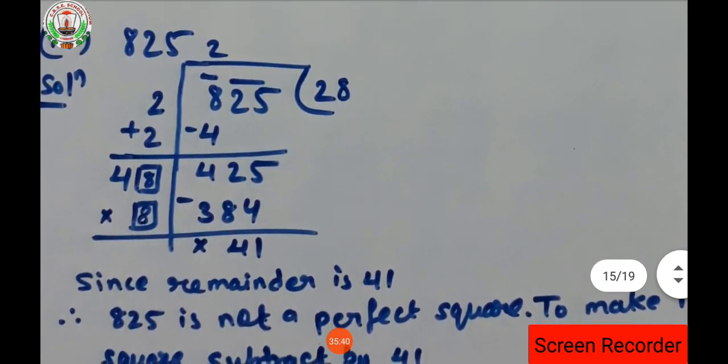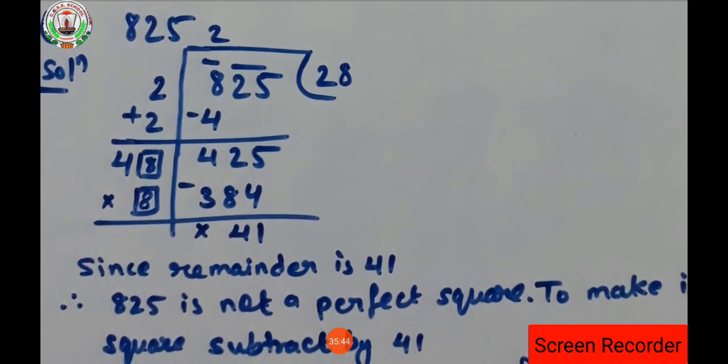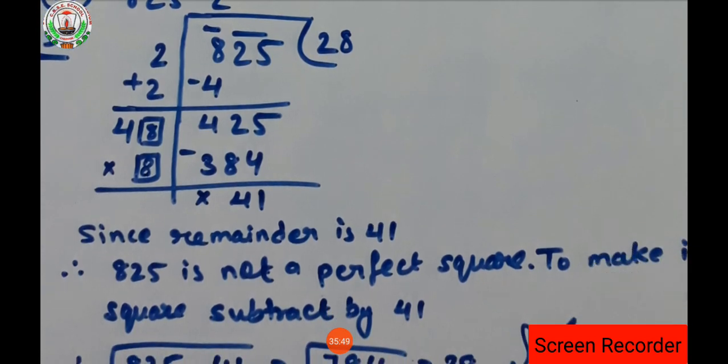Question number 4, 825. While solving 825 by the long division method, what remainder is left? 41 is the remainder left. So 825 is not a perfect square since the remainder is 41. To make it a perfect square, by what number should it be subtracted? It will be subtracted by 41, on both sides, that means 825, which is the dividend, will be subtracted by 41 as well as the remainder.